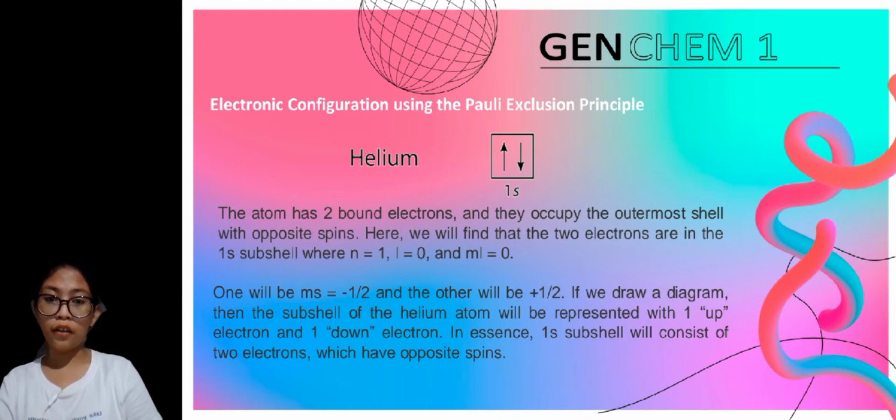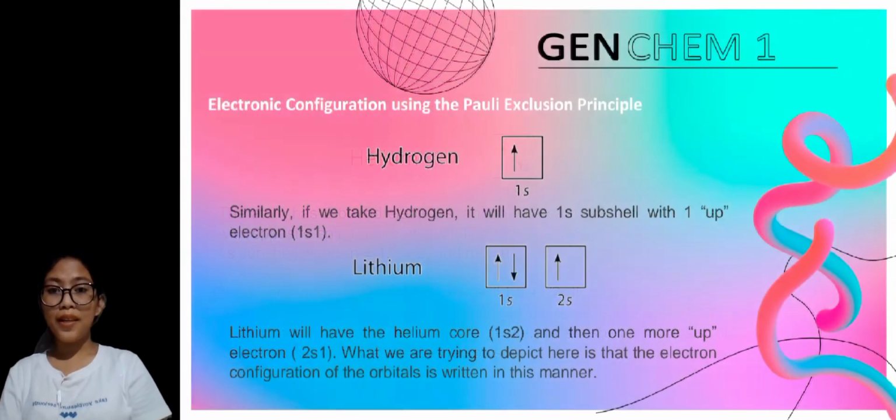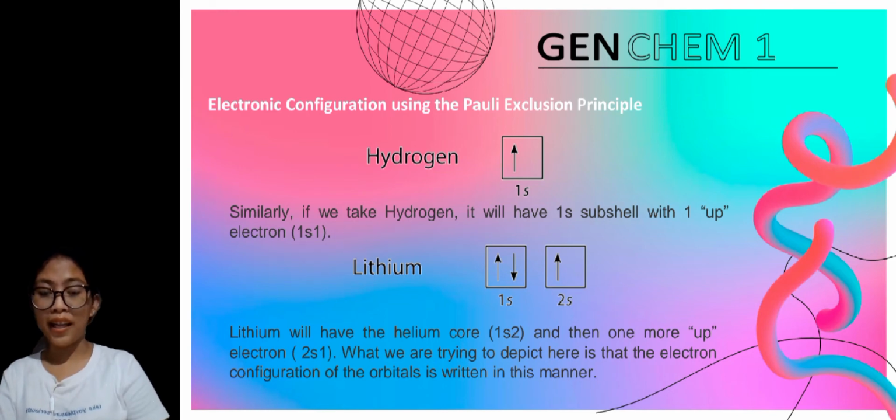If we draw a diagram, then the subshell of the helium atom will be represented with one up electron and one down electron. In essence, the 1s subshell will consist of two electrons which have opposite spins. Similarly, hydrogen will have a 1s subshell with one up electron, or 1s1. Lithium will have the helium core, or 1s2, and then one more up electron, or 2s1. What we are trying to depict here is that the electron configuration of the orbitals is written in this manner.